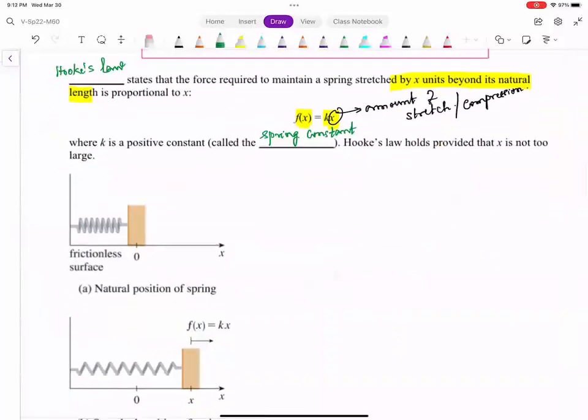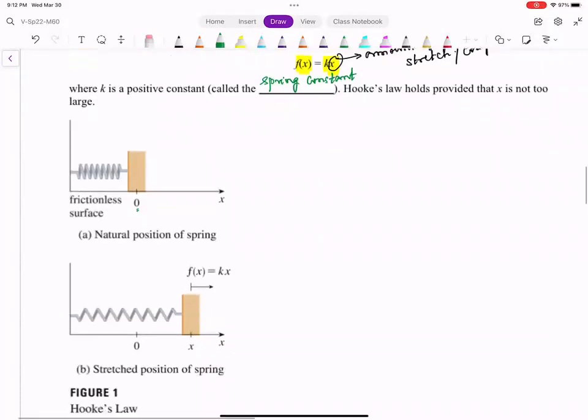So let's look at this picture. We have a spring and it is of natural length, considered to be at 0. It can be any length, but the natural length. So there is no stretch here. But in the second case, in part A of the figure, there is a stretch. If you compare it with the previous one, up to 0 is the natural length. Beyond 0 is the stretch, that is x units.